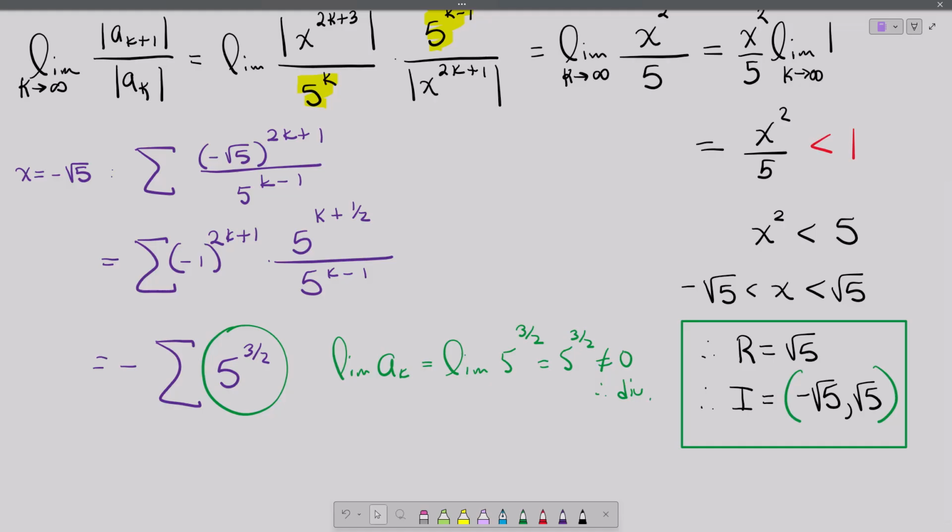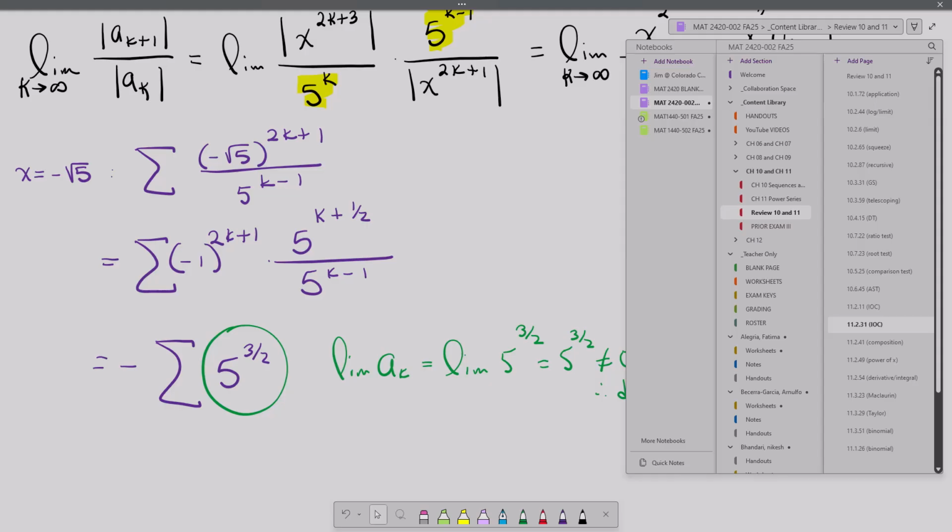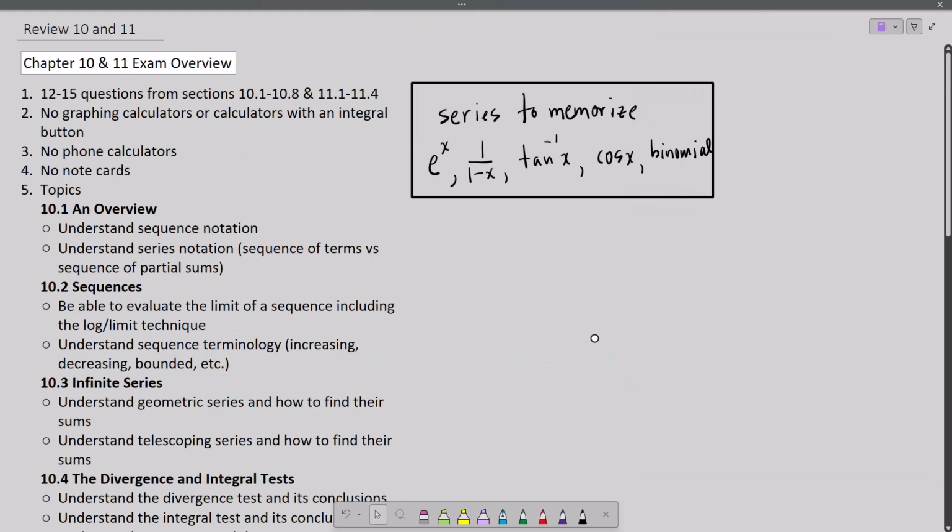Email me if you have questions on any of them. Which series do we have to know? I put them at the very top. So here are the 5: the exponential series, the geometric series, inverse tan, cosine, and binomial. So those are our 5. Make sure you know those 5.